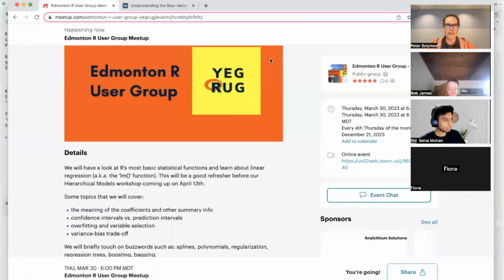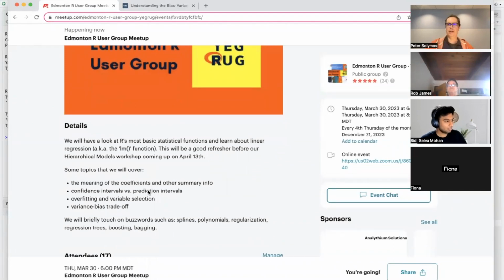Hello, everyone, and welcome to our 2023 March Edmonton R user group meetup, where we're going to talk about the simplest linear model function in R called LM and some of its competitors. Also, we are going to be looking at not just LM, but some other functions as well, which do very similar things, but maybe in a more automated way.